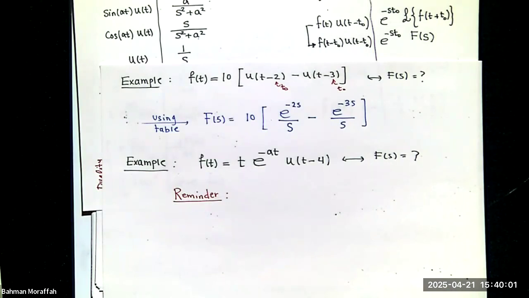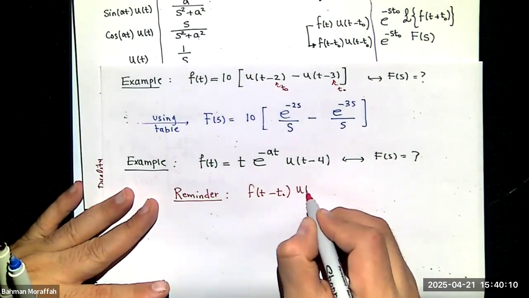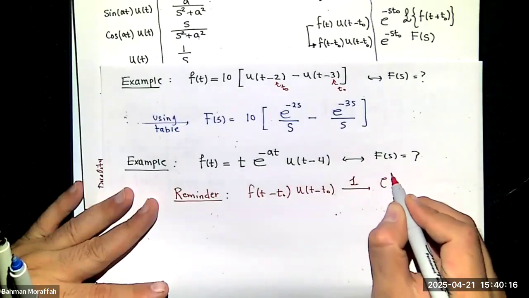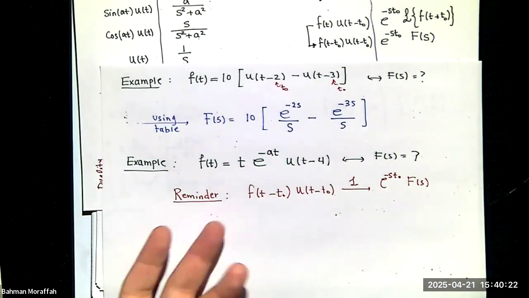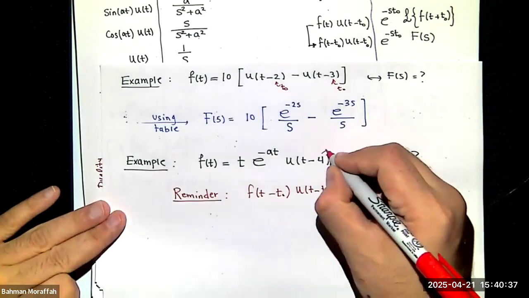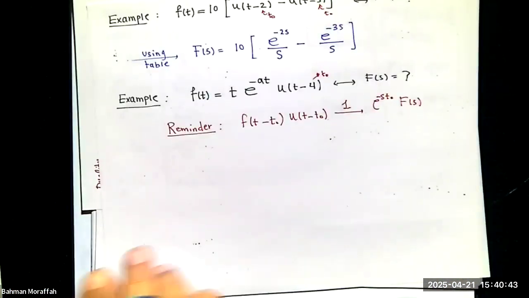But it's not a big deal. I can make it look like that. So remember, if I have f of t minus t naught times u of t minus t naught, the Laplace transform of this is e to the power of minus s t naught times F of s. So all I have to do is to make this function, this little t times e to the power of minus at, as a function of t minus 4. Because that's my t minus t naught. Remember, this is t naught. This is t.